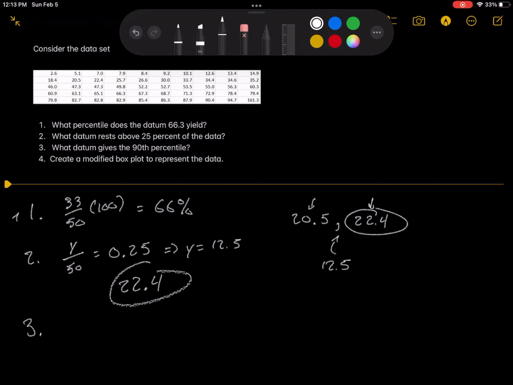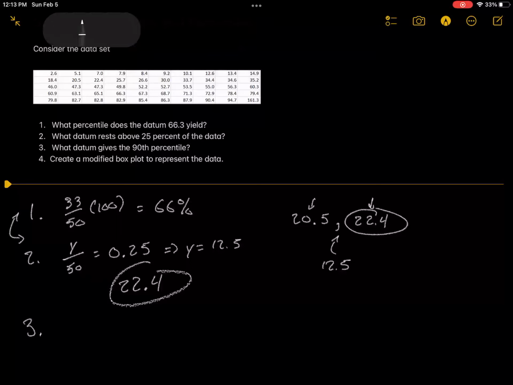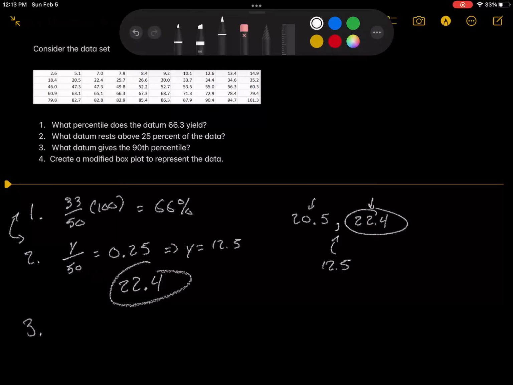All right, so you can tell that 1 and 2 are really asking the same thing, or we use the same equation. They're just asking it in different directions. Number 1 wanted a percentile of a data point. Number 2 wanted the data point that gave a certain percentile.